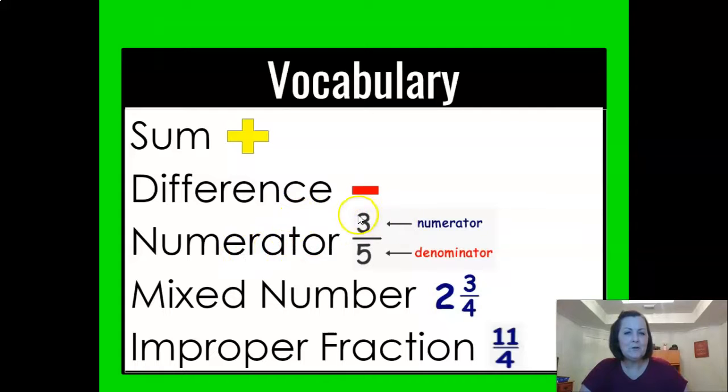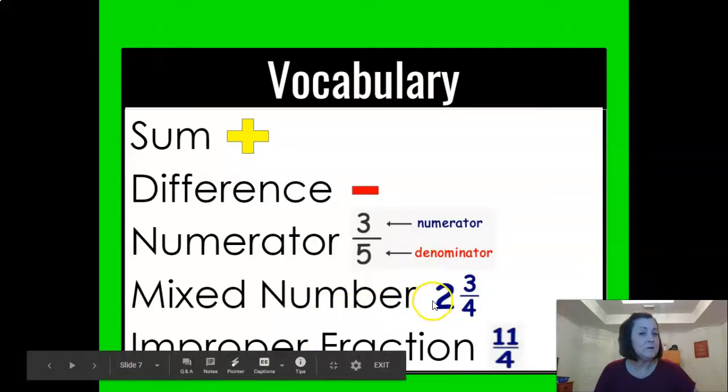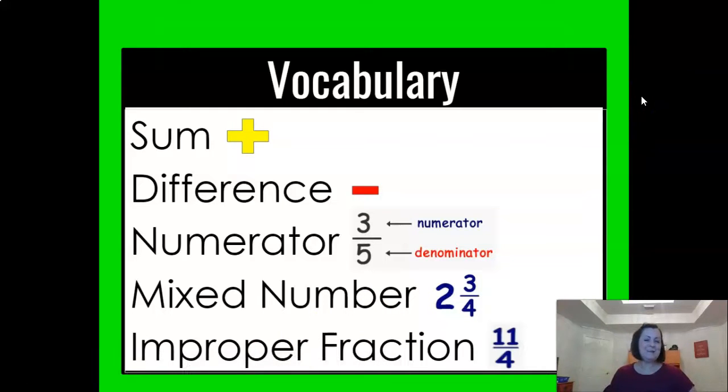Numerator. The numerator is the amount that we're considering, and that is the top number above the fraction bar. And then your denominator tells you how many are in the whole. How many does it take to make the whole? It also tells you the size of each of your unit fractions. Mixed number. Mixed number is when you have a whole number and then part of a whole. So whole number fraction, it's mixed. And then down here at the bottom, an improper fraction. An improper fraction is a number that is greater than 1 whole. And you'll notice that the numerator is greater than your denominator. So keep those words in mind.